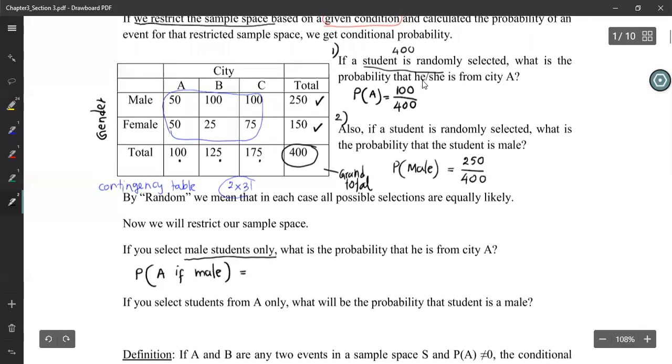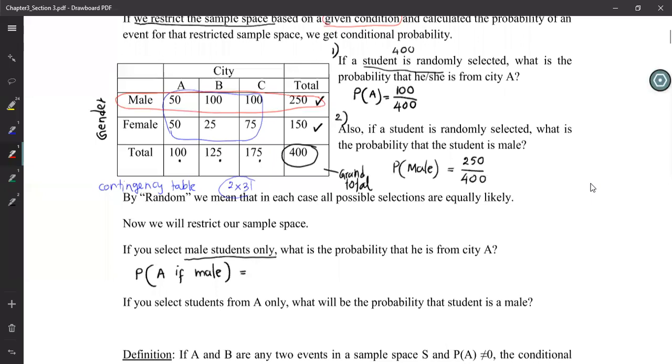Yes, I got one answer. Now where are you looking? What is your sample space? Your sample space is now males only. This is the sample space. This is your restricted sample space now, according to the condition that the person is male.